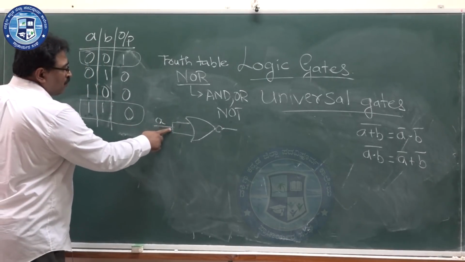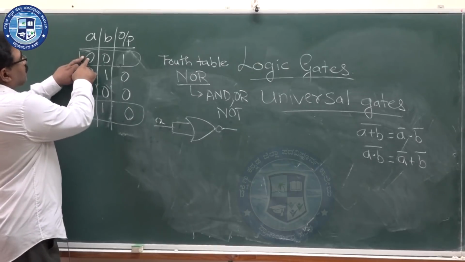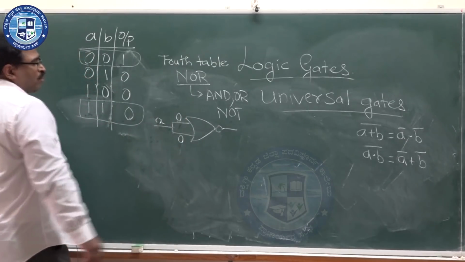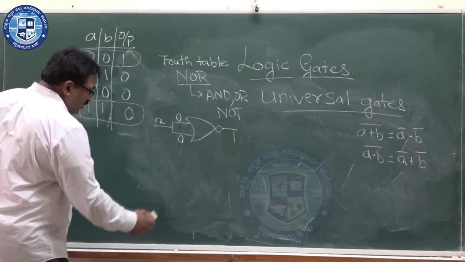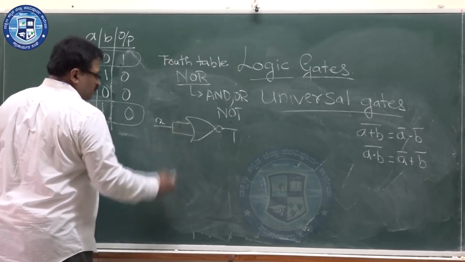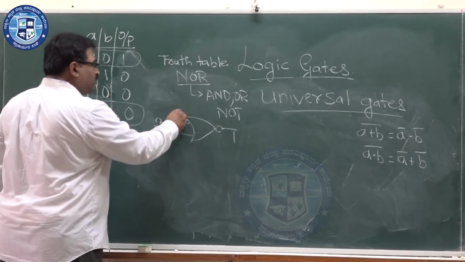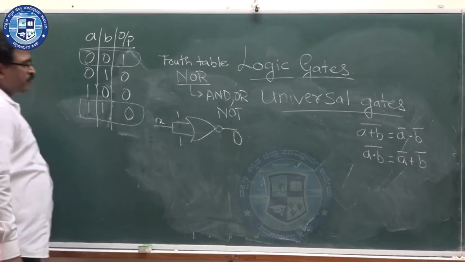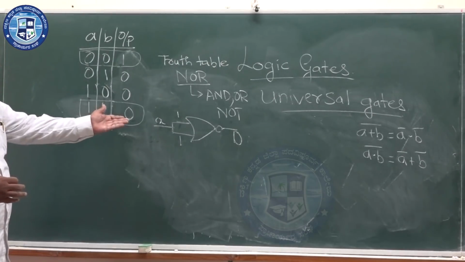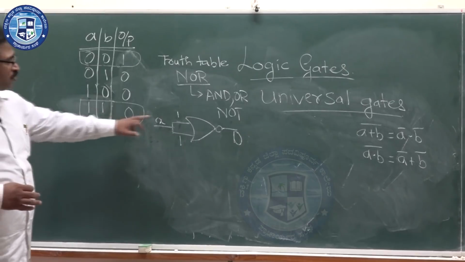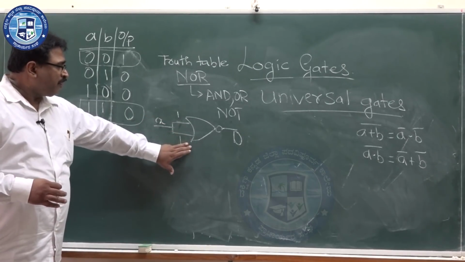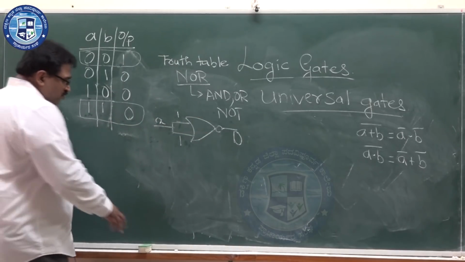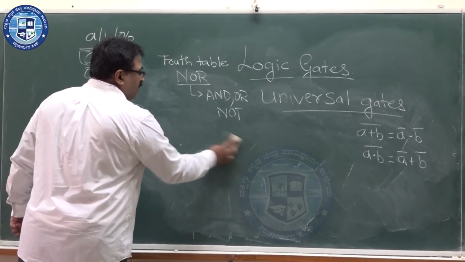So if I am going to give the input as A and initially the values are 0, 0. So what will be the output of this? The output will be 1. If I give the value of A as 1, then the output will be 0. So you can see here with the NOR gate, if I short this, the gate will work exactly like a NOT gate. So the next one is how I can make this to work like an OR gate.